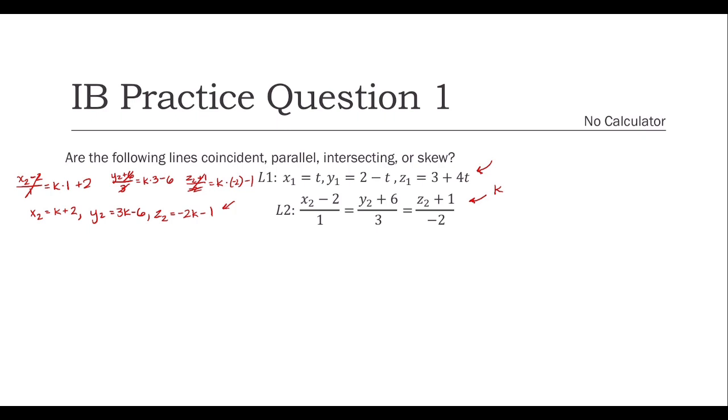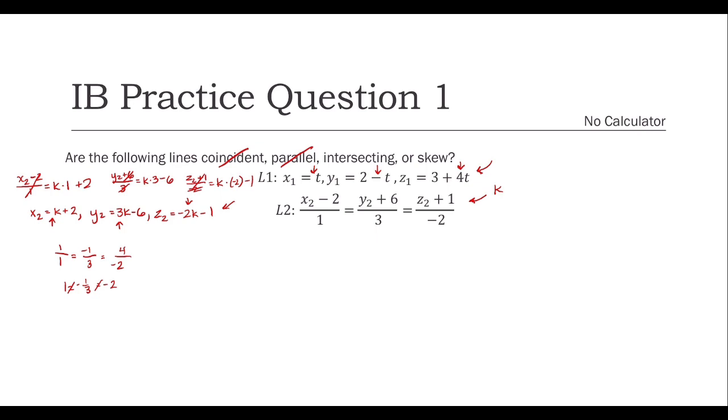We'll start by seeing if they're parallel. So we'll take our slope of our x1, which is just 1, over our slope of x2, which is also 1, equals slope of y1, negative 1, over slope of y2, 3, equals slope of z1, which is 4, over slope of z2, which is negative 2. So this is 1 equals negative 1/3 equals negative 2. Those are not equal, so it's not going to be parallel and it's not going to be coincident. So now we need to see if it's intersecting or skew.